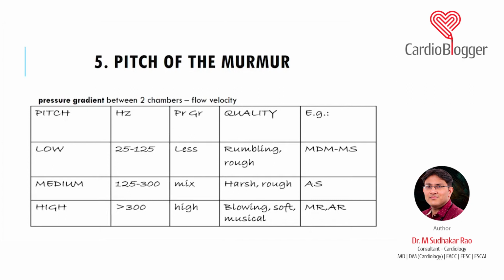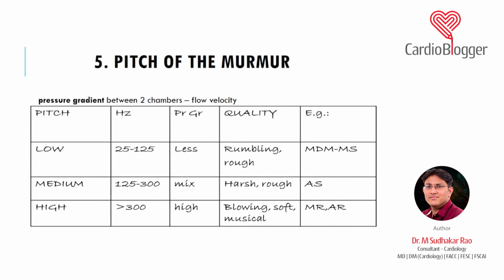We usually tell that aortic stenosis is a high pitch, but it also has a medium pitch with it. A medium pitch is something between 125 to 300 hertz, and those are harsh and rough murmurs, like an AS murmur. We tell it is a harsh and rough murmur.